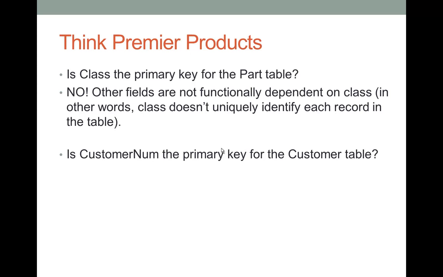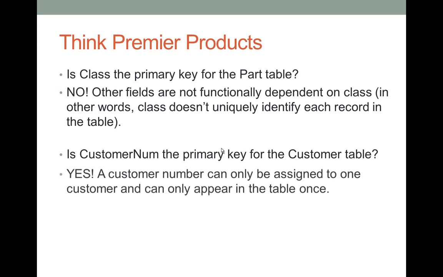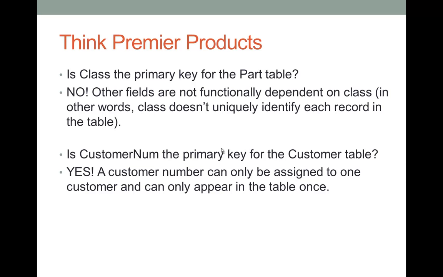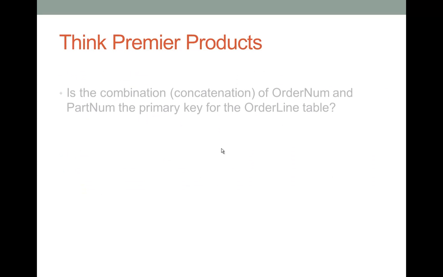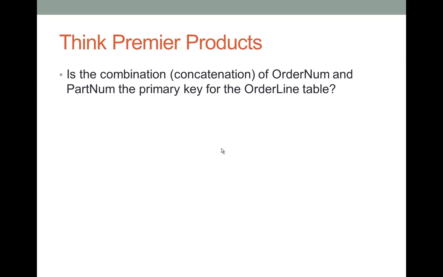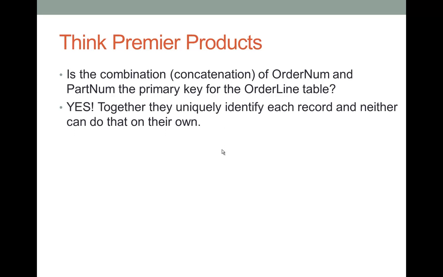Is customer number the primary key for the customer table? Yes, a customer number can only be assigned to one customer and will only appear in the customer table one time. Is the combination of order number and part number the primary key for order line? Yes, together, those two fields together uniquely identify each record. Neither one of those fields can do it on their own.